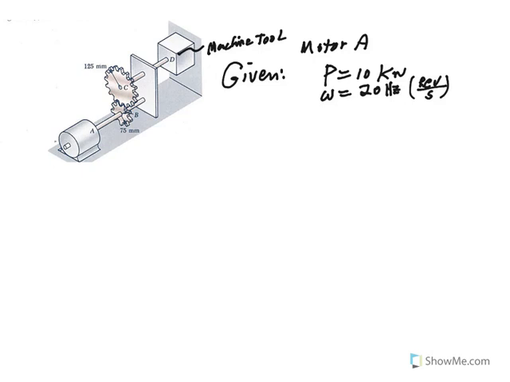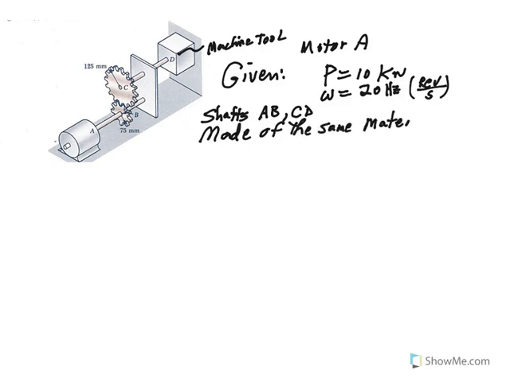Assuming that shafts AB and CD are made of the same material, let's say some type of steel, for which the allowable or maximum stress is 60 megapascals. Based on that, what we are trying to find is the minimum diameter of shaft AB and the minimum diameter of shaft CD. Again, both shafts are solid.